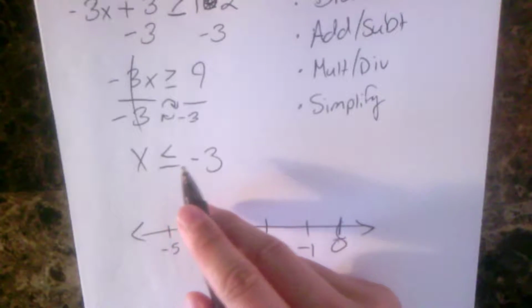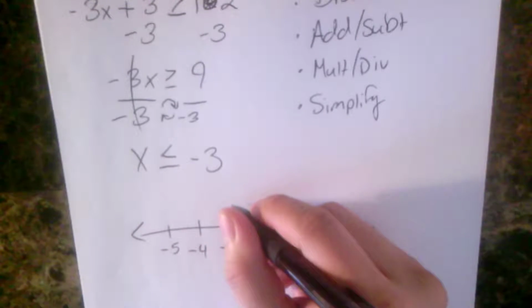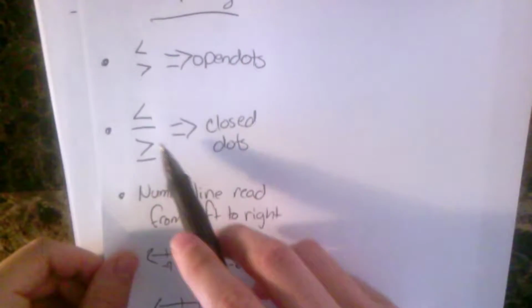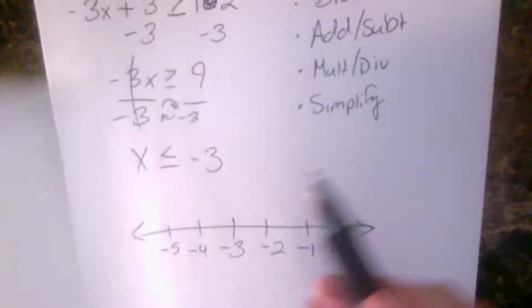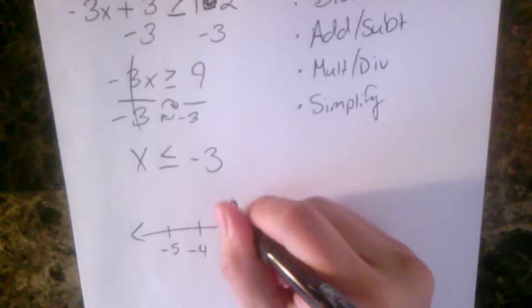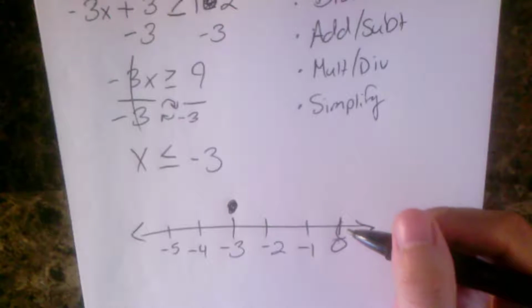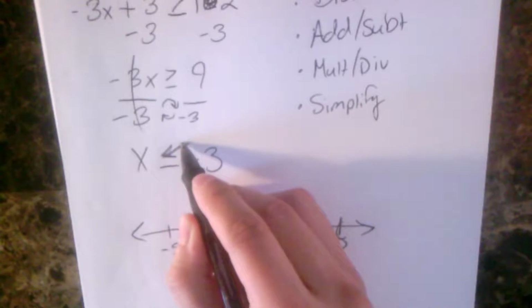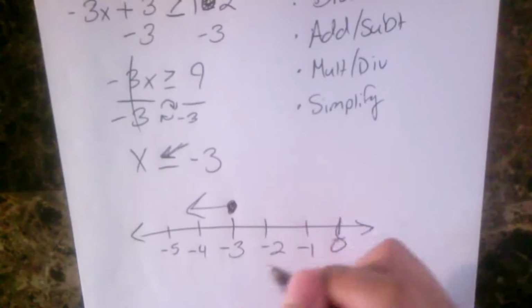Anyway, now that you have your -3, just decide whether or not you have an open or closed dot. So remember from our rules, if they have that little bar underneath it, they are going to be closed dots. So you're going to do a closed dot, nice and dark. And then look at which way your arrow is pointing. So it's pointing over here to the right. So we're just going to go ahead and make our arrow to the right as well.